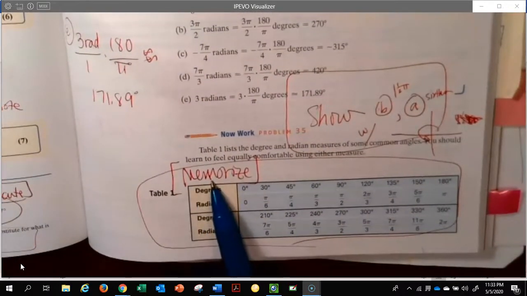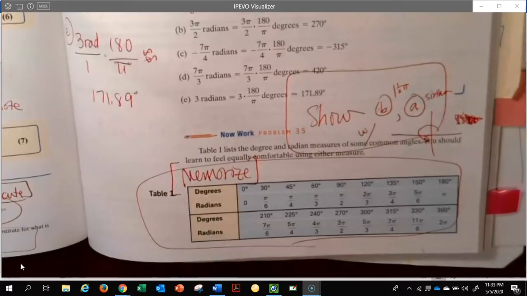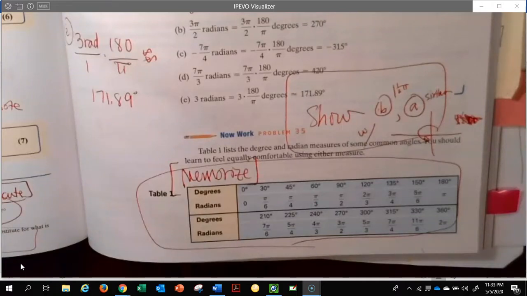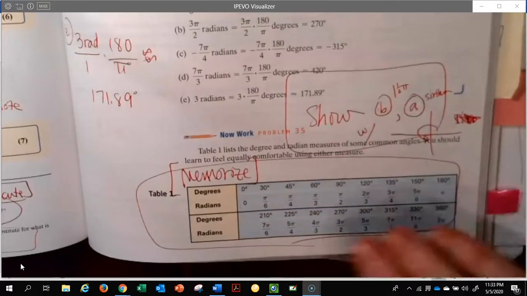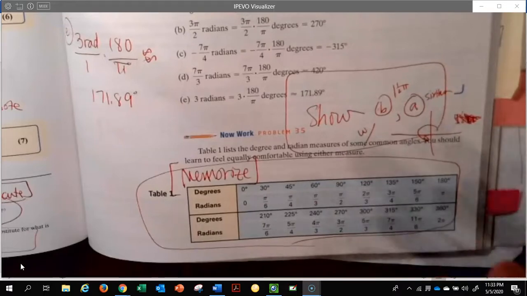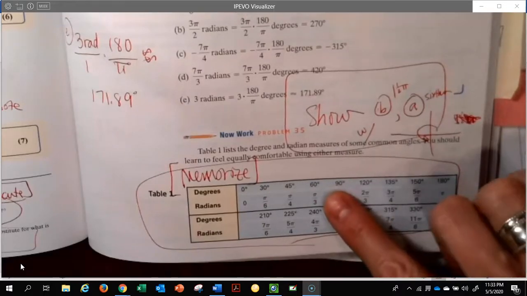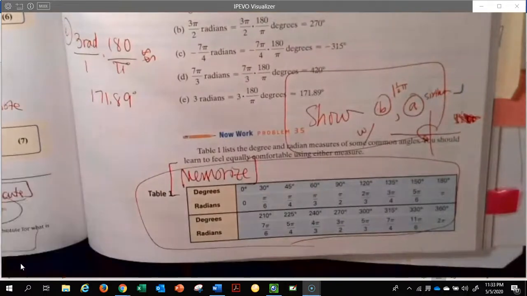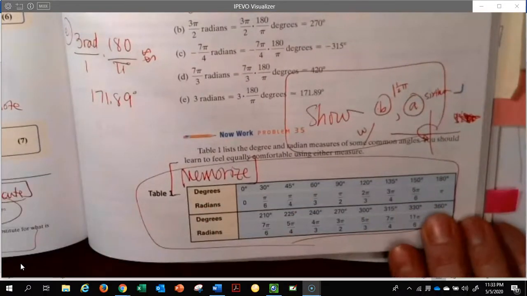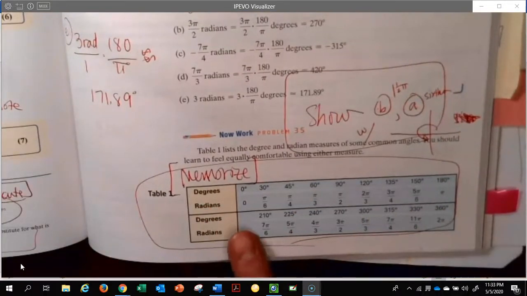But at the bottom of page 367, I do want you to see that there is a table, and I wrote down the words memorize. We're not going to regurgitate this on a test, but you will find that this semester goes much more smoothly if you will memorize these simple degrees and radians conversions. Because if you memorize them, you don't have to go through that process I just showed you every single time. And so you might want to start with the quadrantal ones.